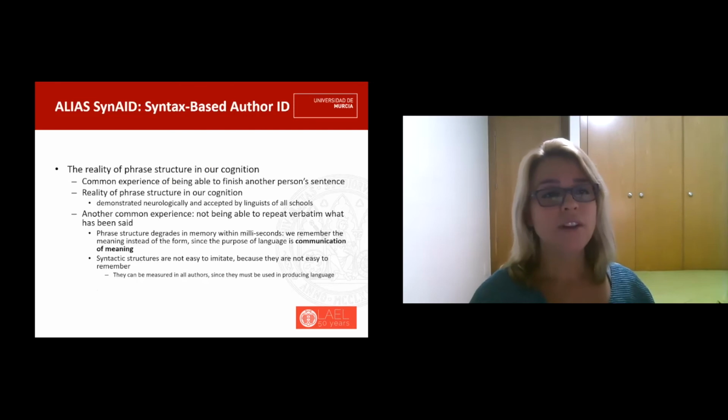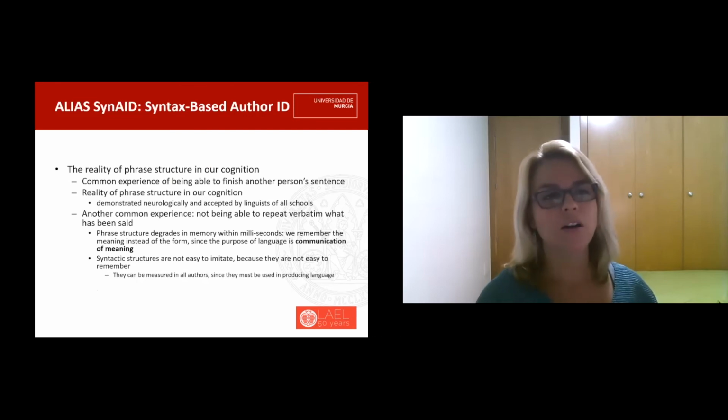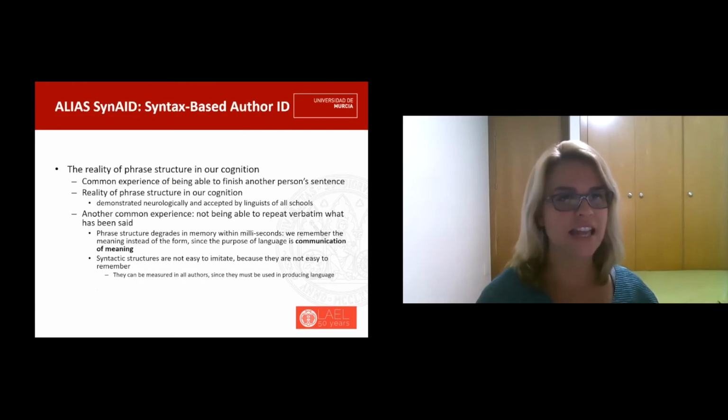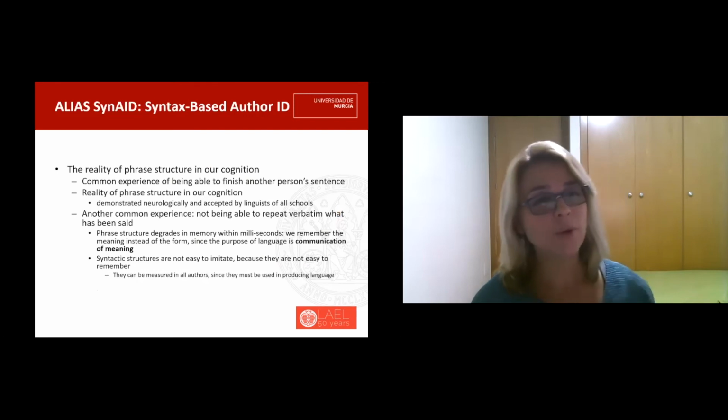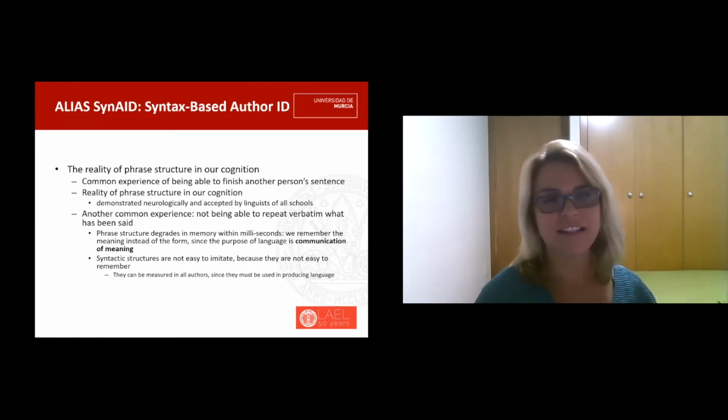The reality of phrase structure in our cognition means that we all have this common experience of being able to finish another person's sentence. And the reality of phrase structure in our cognition is demonstrated neurologically and accepted by linguists of all schools. Another common experience is not being able to repeat verbatim what has been said, which means that syntax degrades in milliseconds in memory.